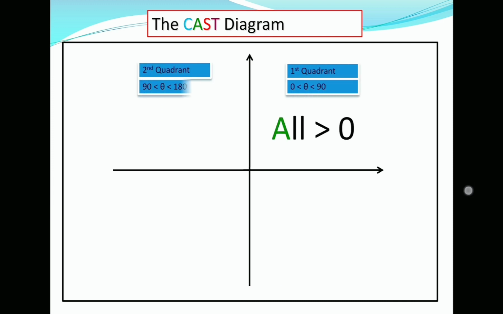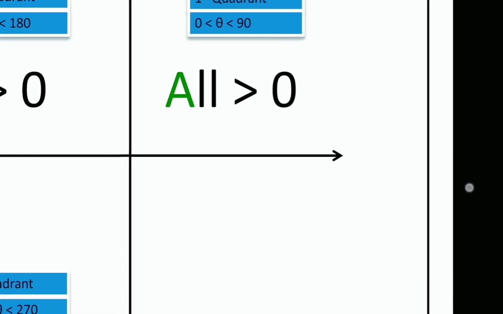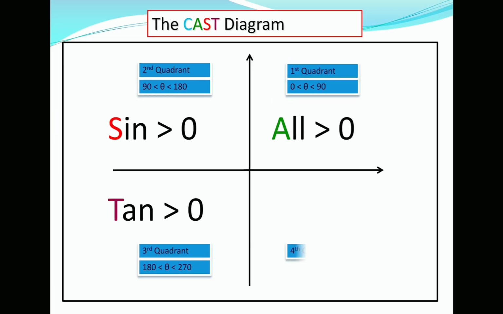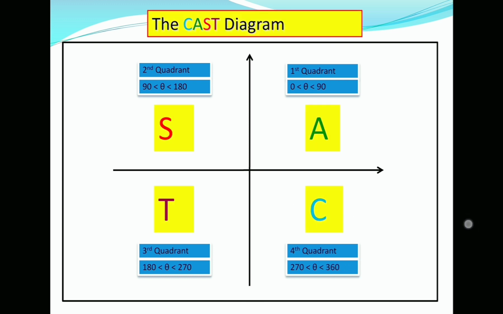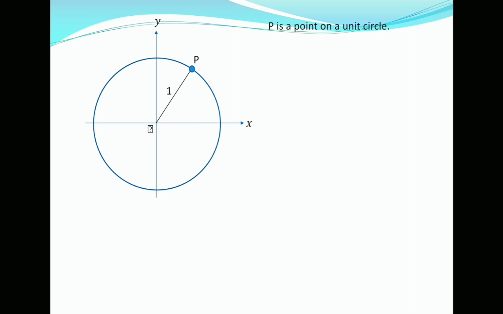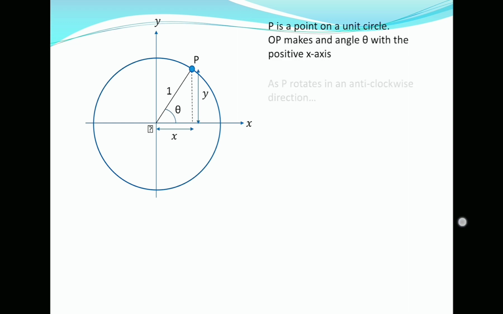This is the all school to college diagram, or you can say CAST diagram again. All positive, sin positive, tan positive, and last cos positive. Now we are sketching the sine diagram.